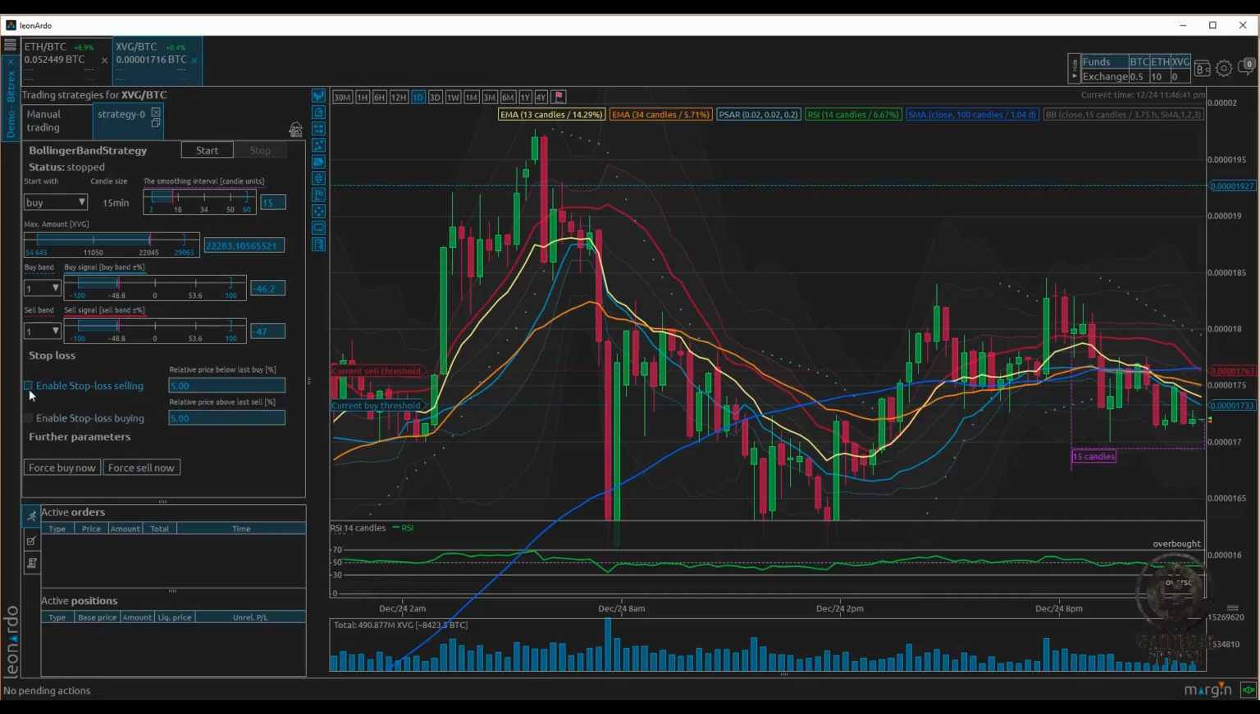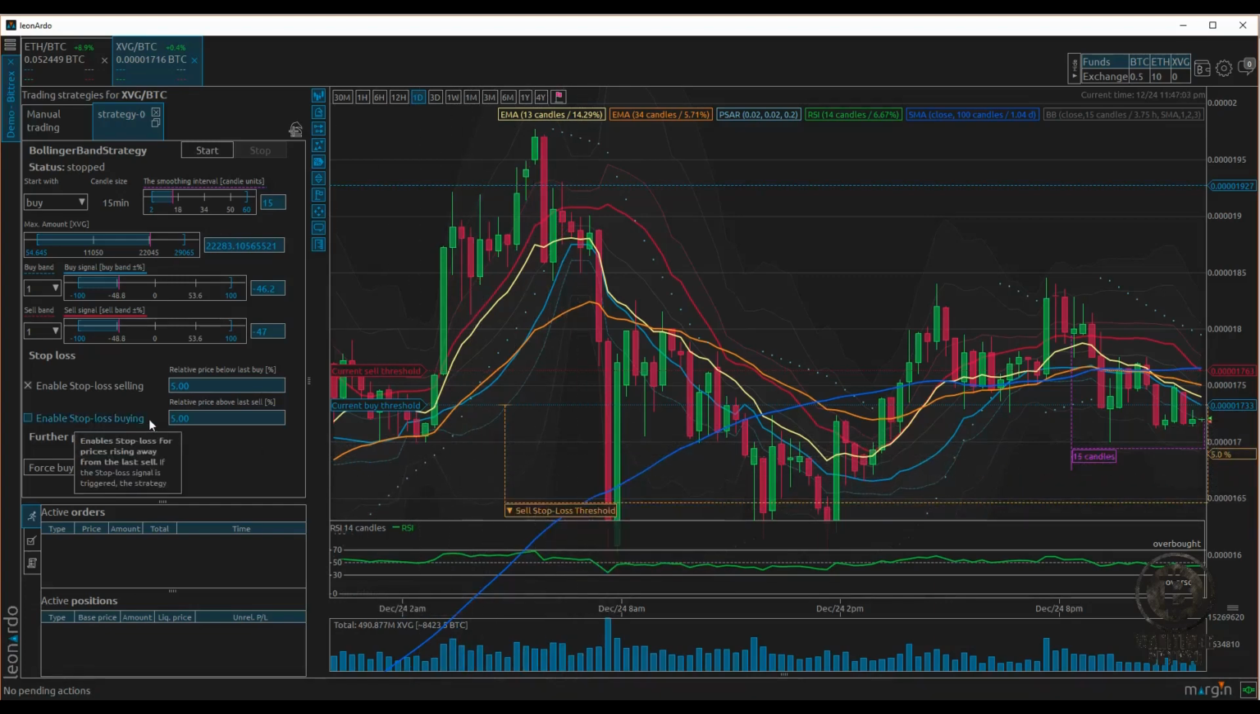So then you also have the stop loss and selling and buying. Basically what this does, and again you get a nice visual, is that the bot will take the last buy, and if the price drops below the threshold that you schedule, 5% in this case, the bot will automatically sell and stop. So this is your stop loss.